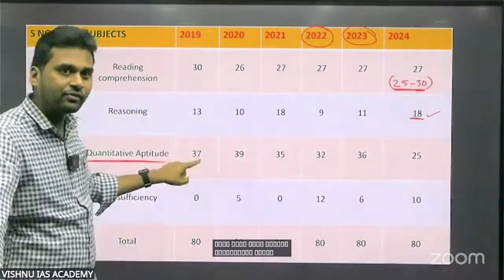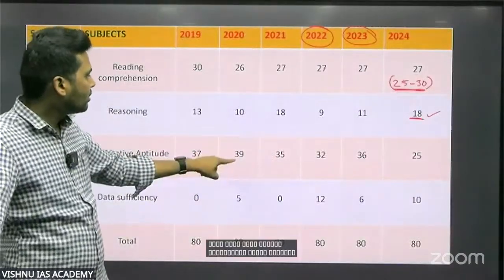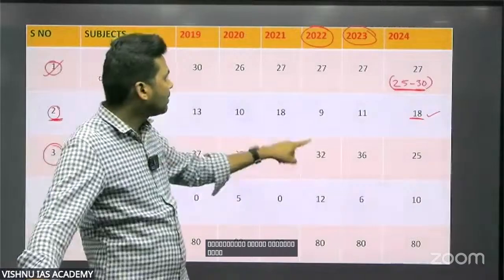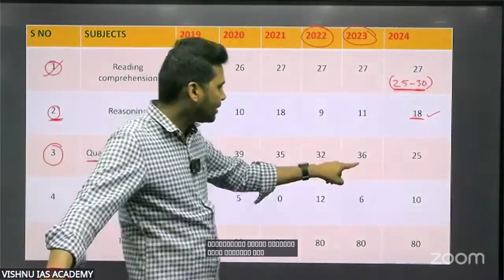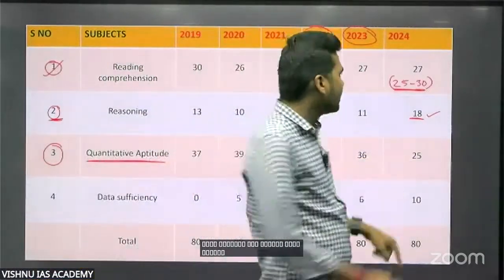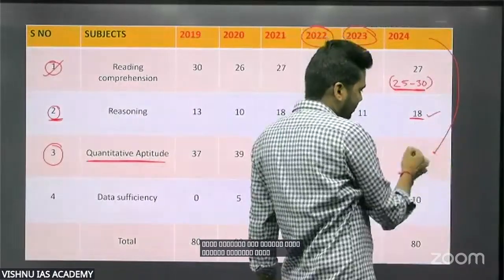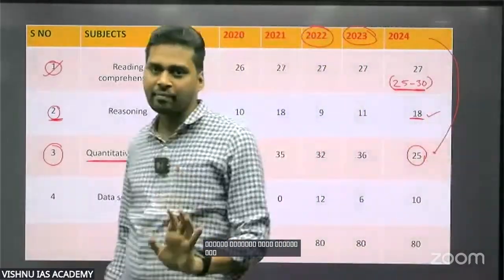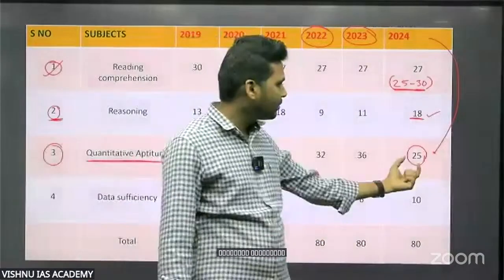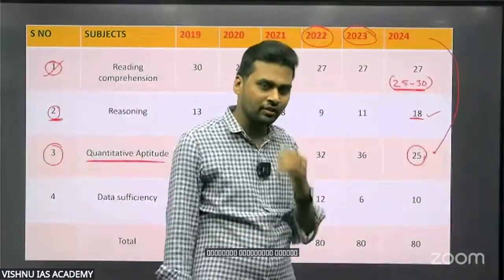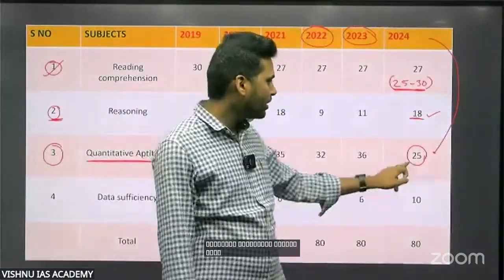2019, 37 questions from quant. 2020, 39. 2021, 35. 2022, 32. 2023, 36. In 2024 you got some relief. If you hate maths and aptitude, you get some relief, as you are getting 25 questions. But the story does not end there.